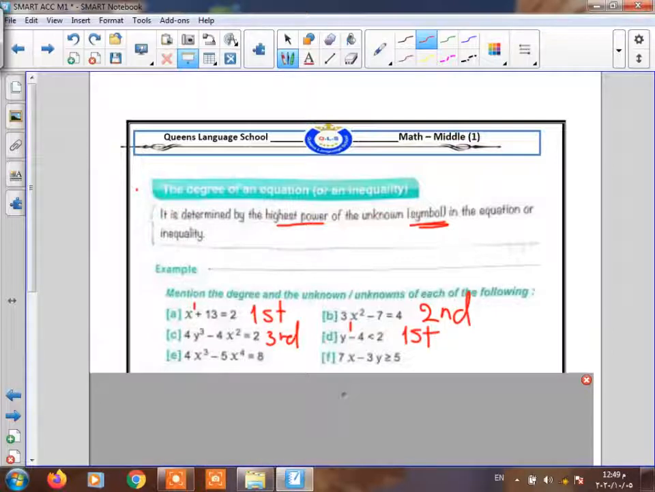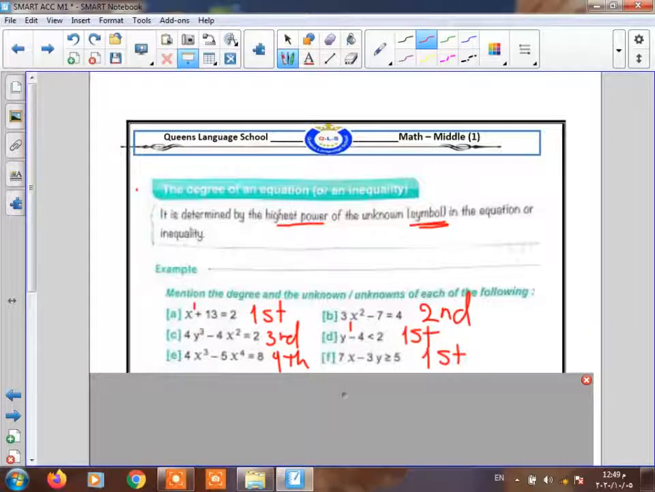4x power 3 minus 5x power 4 equal 8. Here we have x power 3, x power 4. Which one is greater? That's right, power 4 is greater. So here it's from the fourth degree. Number F, 7x minus 3y greater than or equal to 5. Here I have x power 1, y power 1. I will take the highest, but both of them are equal, so it will be from the first degree.